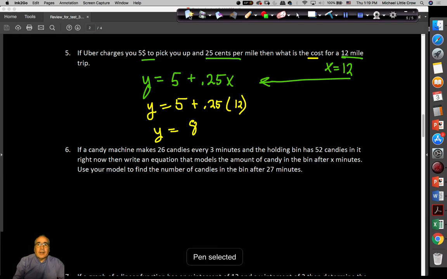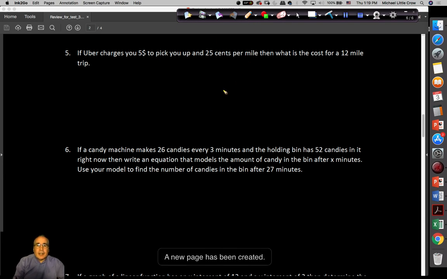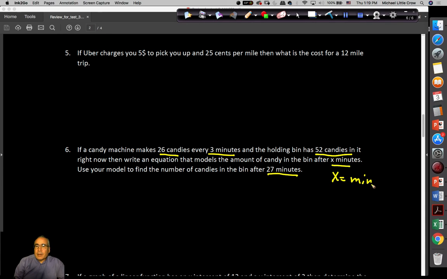Okay, let's go ahead and take a picture, and I think we have enough room here. The candy machine makes 26 candies every 3 minutes. The holding bin has 52 candies in it right now. Write an equation that models the amount of candy in the bin after x minutes. Then use your model to find the number of candies in the bin after 27 minutes. So x is equal to minutes. Y must be the number of candies in the bin.